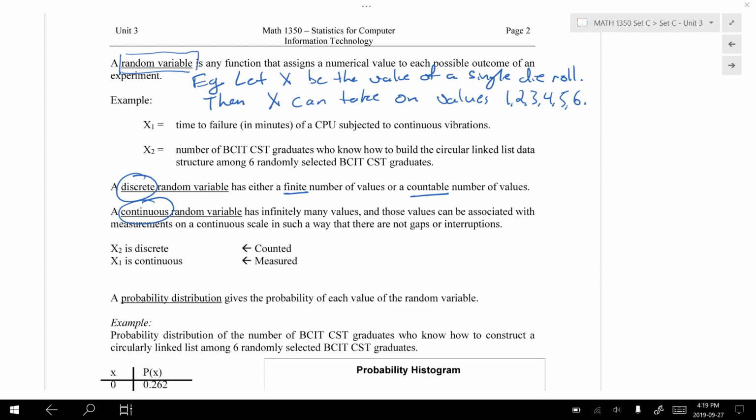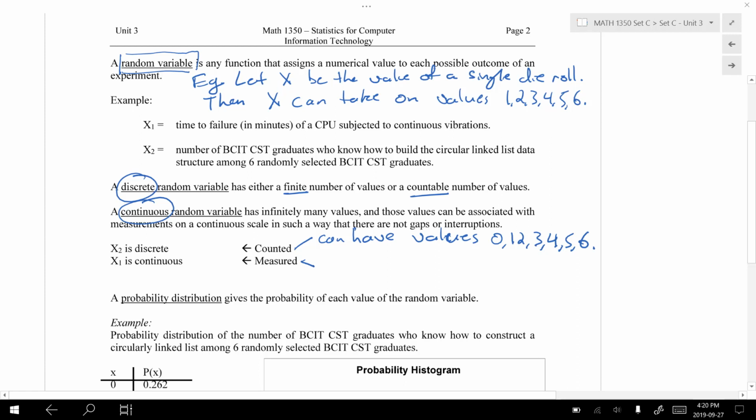So in the above example, you can imagine that x2 is discrete. So this is countable. We can have these values here, and we can count them. We can include 0 here. We could have 0, no one knows, or 1 through 6 may know. These are the possible outcomes. It's discrete. There is countably many.